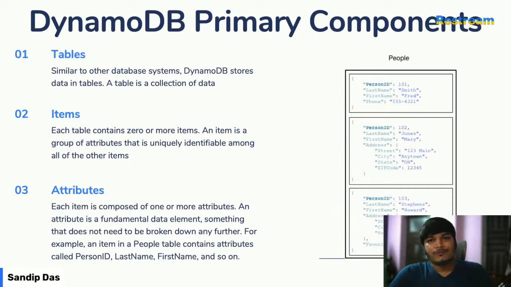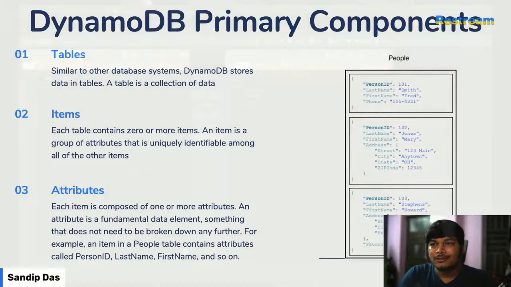Okay. So first, you understood that the most important part is a table, where you actually store the data. The second important thing is the items. Now, what are the items? Each table contains zero or more items. Again, an item is nothing but the records, just like I was showing you, this particular thing.